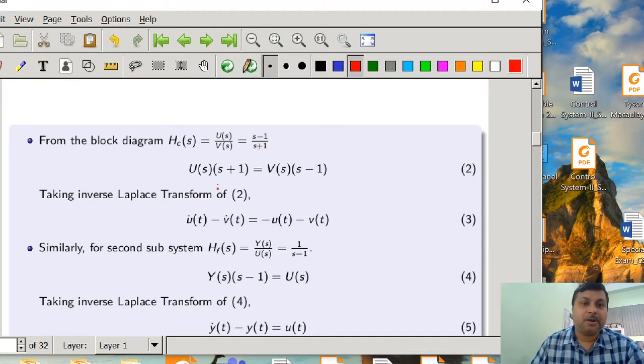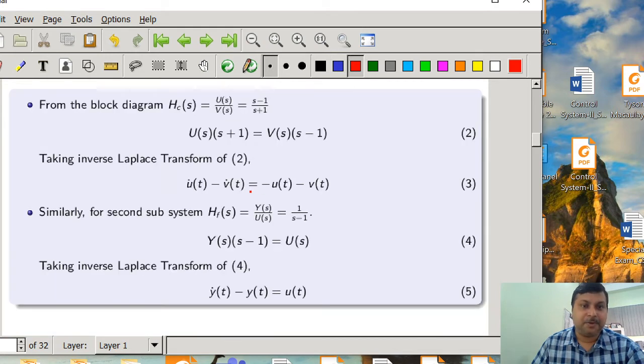Now we will cross multiply and we will get U(s) into (s plus 1) equal to V(s) into (s minus 1). Now if we take the inverse Laplace transform, then we can represent the signal in time domain. Because it is s into U(s), it will be the first derivative of u(t), and here s into V(s), so it will be u dot t equal to minus u(t) minus v(t).